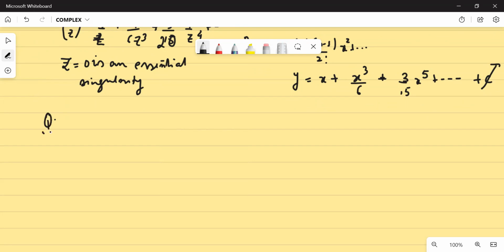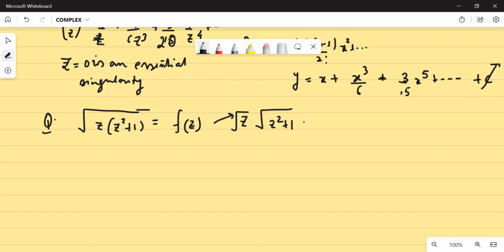So last this thing is root over z into z square plus 1. What about this function? What do you think the singularities would be? Like there are branch points. They are branch points indeed. Okay, so there are branch points. So you have root over z here, and you have root over z square plus 1. So z equal to 0 and z equal to plus minus iota are branch points.